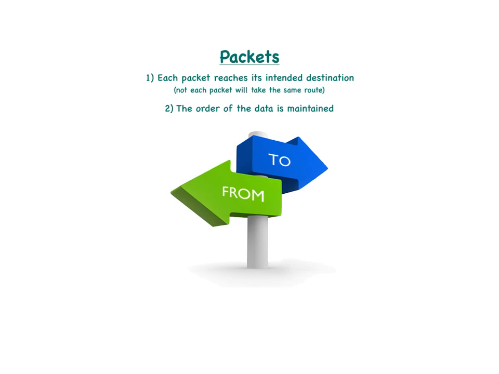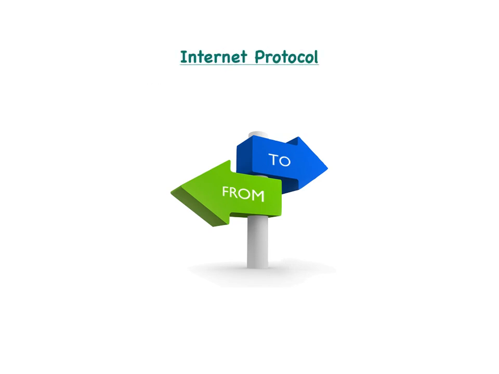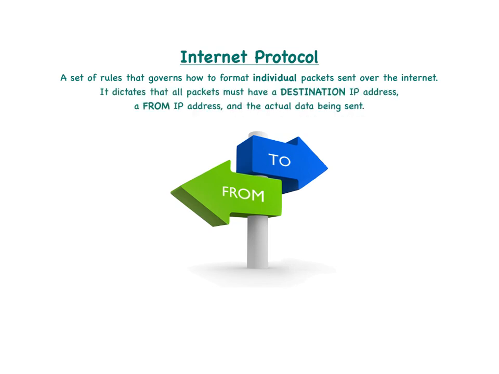For these reasons, the internet uses a special set of rules called an Internet Protocol, a set of rules that governs how to format individual packets sent over the internet. This protocol dictates that all packets must have a destination IP address, a from IP address, and the actual data being sent. So it's not sufficient to just send the data across the internet. You gotta have that extra information attached to the data as well.